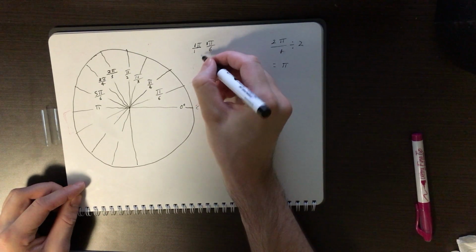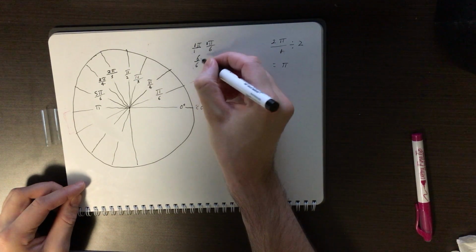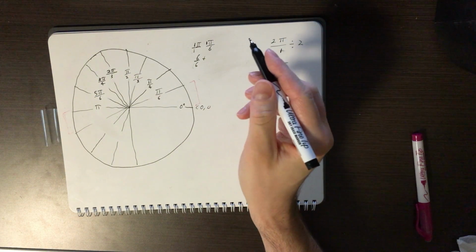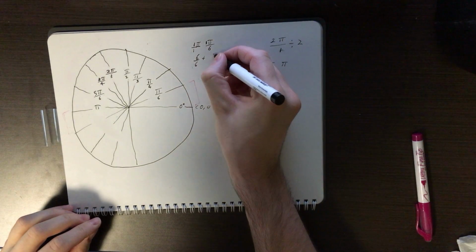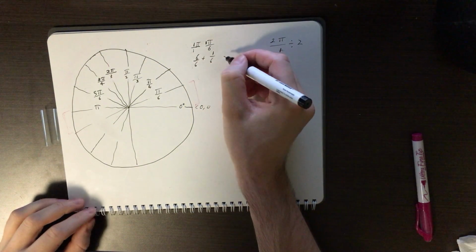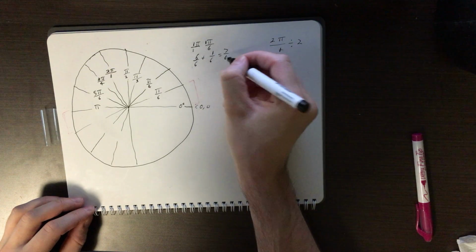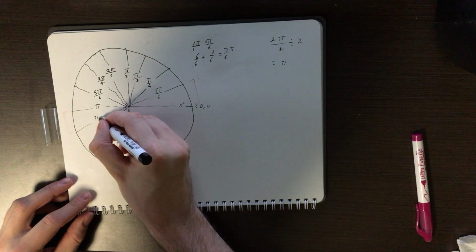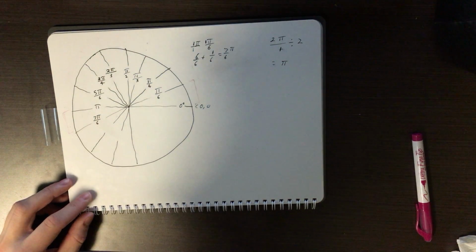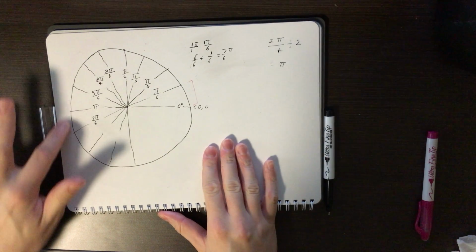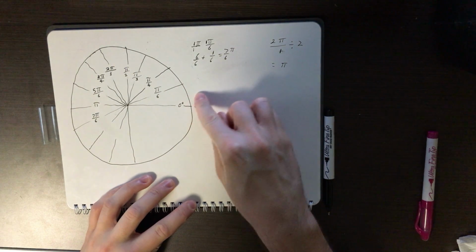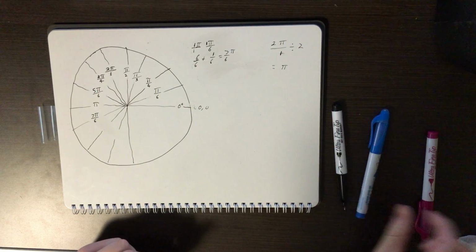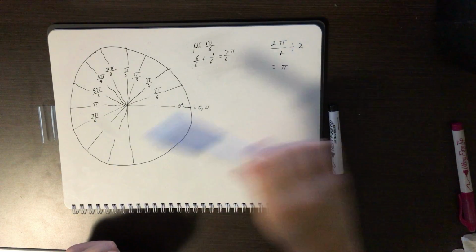So we find the lowest common denominator. We'll call that 6/6 plus 1/6, and we'll get 7/6 pi. So now I've got that. This pink color isn't that strong, so I'm going to use blue.